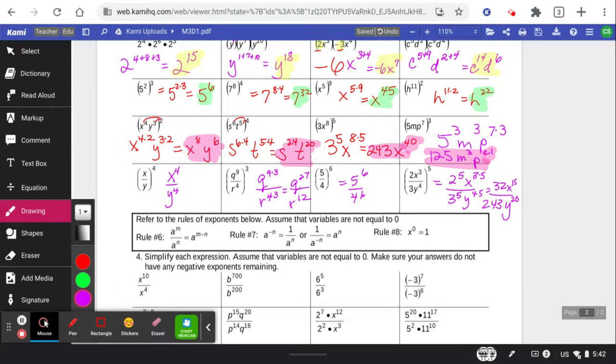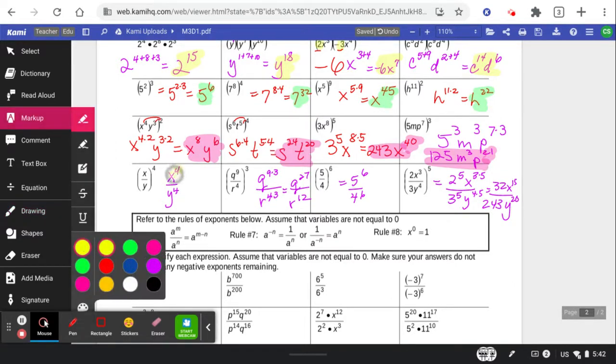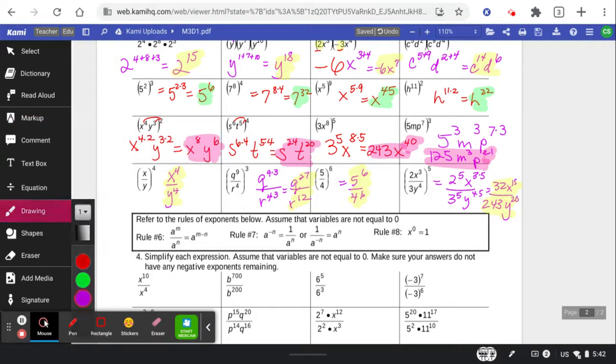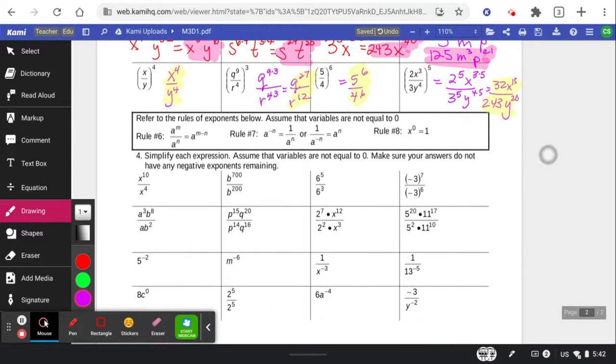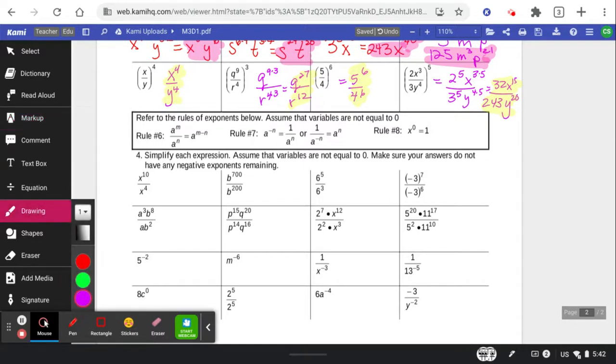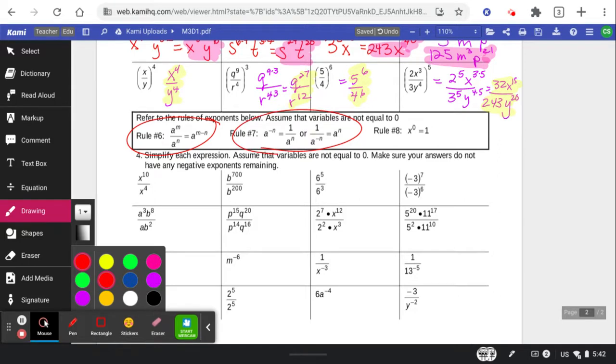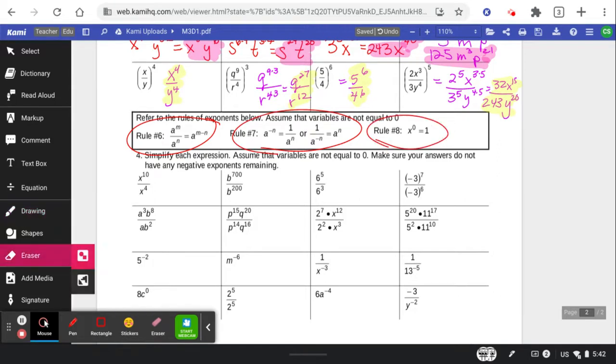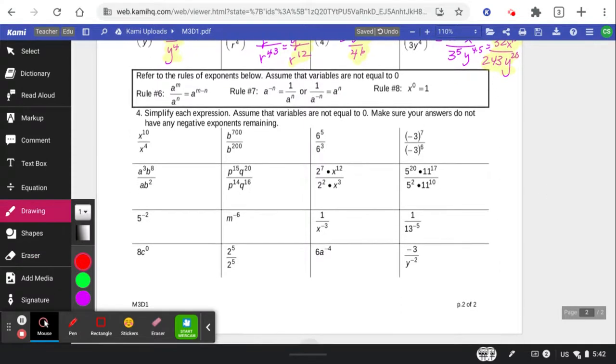Okay, so how'd you do on these answers? All right, now going down here, we're using these 3 rules. We're using the subtract rule, the negative exponents rule, and the anything to the power of 0 is 1 rule. Okay, so let's go check it out.